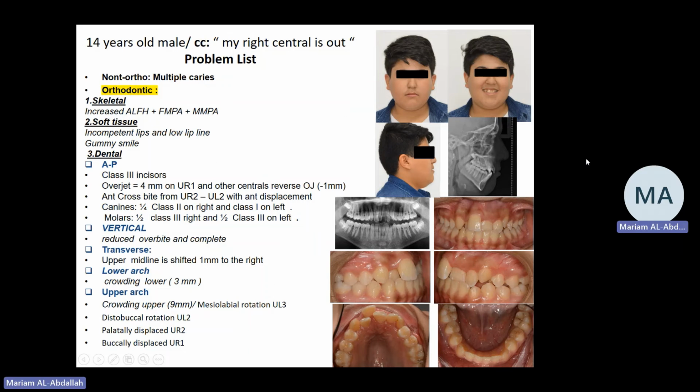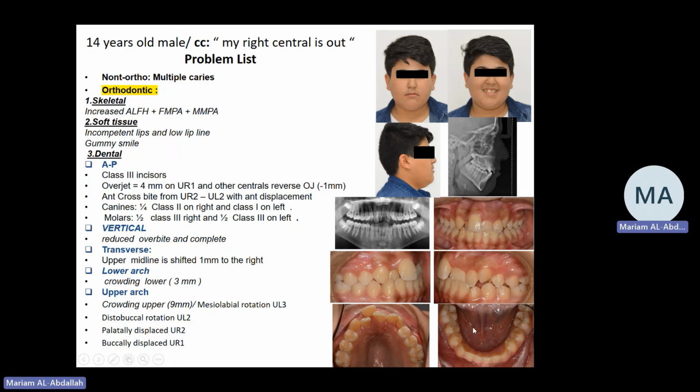So let's take this example about how to develop our problem list. So this is a male patient, 14 years old. His chief complaint is the upper right central incisor is out. So if you look, it is out actually, but in occlusion, it looks like it has an average overjet and average overbite. But clinically and based on the patient's smile, it looks out because the rest of the teeth are actually in crossbite.